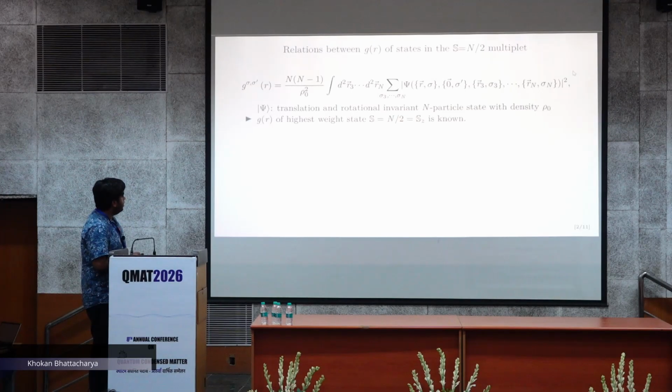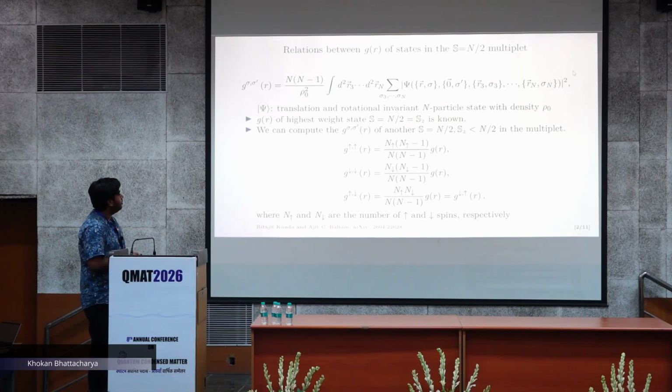Now let's say in this S equal to N by 2 multiplet, which is the maximal spin multiplet for N particles, we know the g(r) of the highest weight state, which is the state with quantum numbers S and Sz equal to N by 2, and we want to get the pair correlation function of all the other states which have quantum numbers S equal to N by 2 and Sz smaller than N by 2. So we found that there are some nice relations that you can use here.